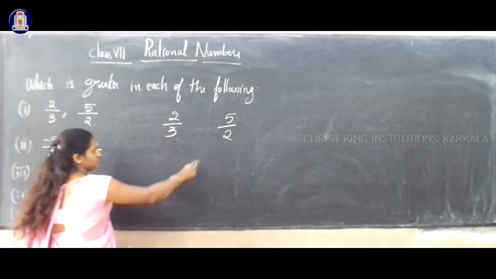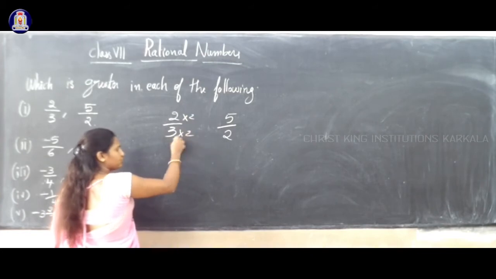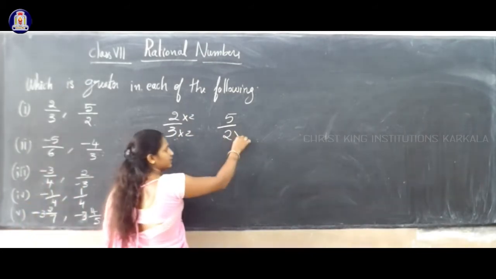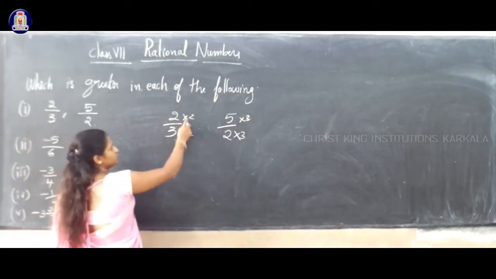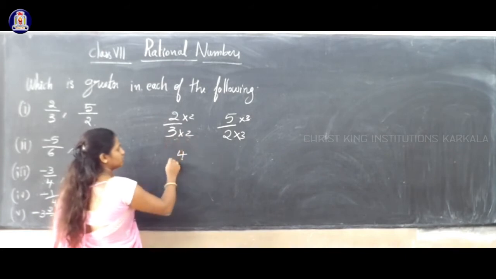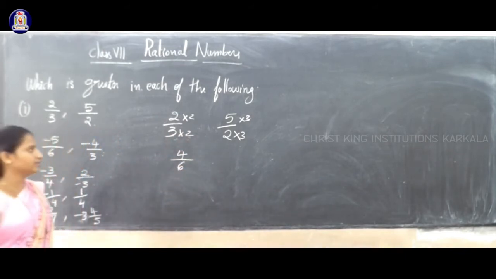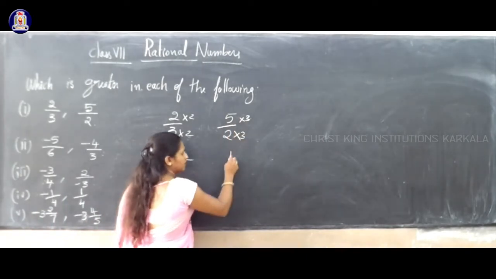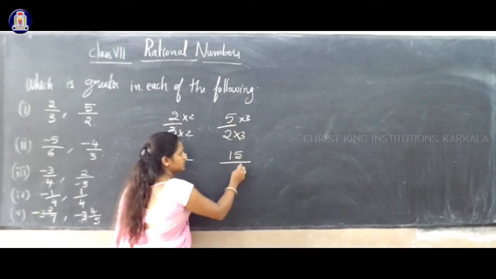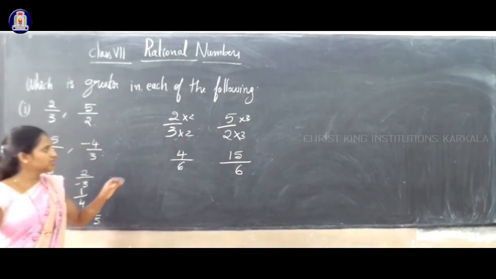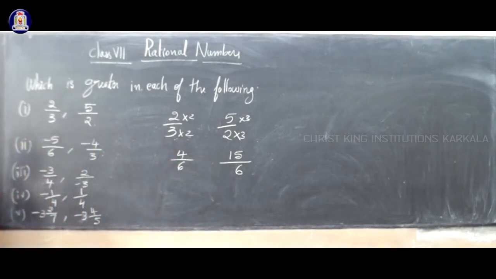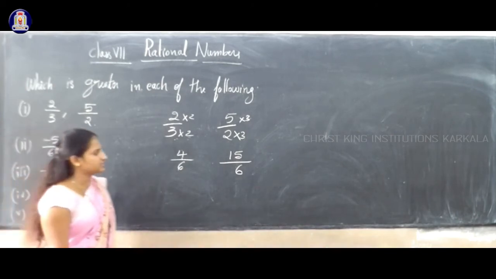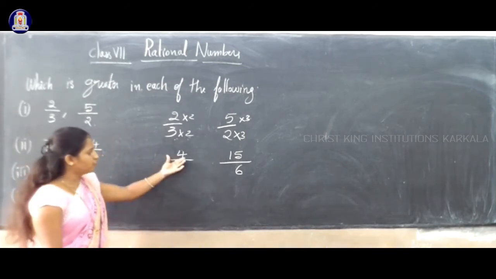So just multiply the denominators, because we want to make the same denominator. Multiply here 3 and multiply 3. So 2 2s are 4 and 3 2s are 6, and here 5 3s are 15 and 2 3s are 6. See, 3 2s are 6, 2 3s are 6. 4 by 6 and 15 by 6, which is greater? 15 by 6 is greater.